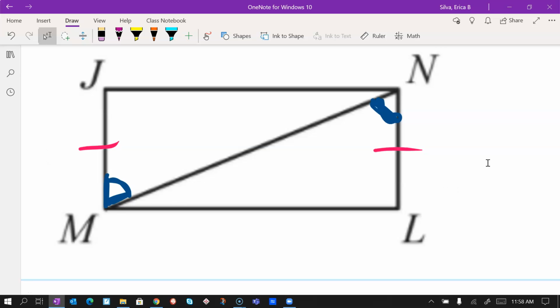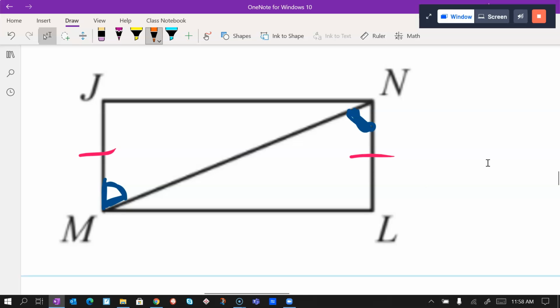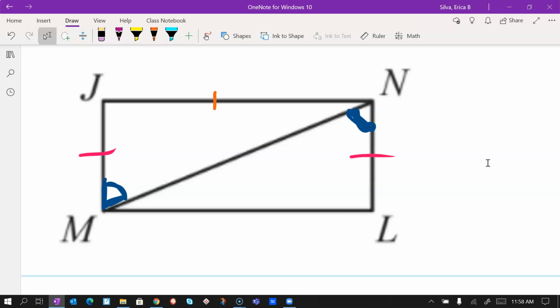All right, what can we say about this triangle? Any of the parts. Take guesses, it's okay to be wrong. Okay, so I have two. First, I'm gonna do the one that's on chat. They said JN is congruent to ML. Do not write anything down yet. JN is congruent to ML.